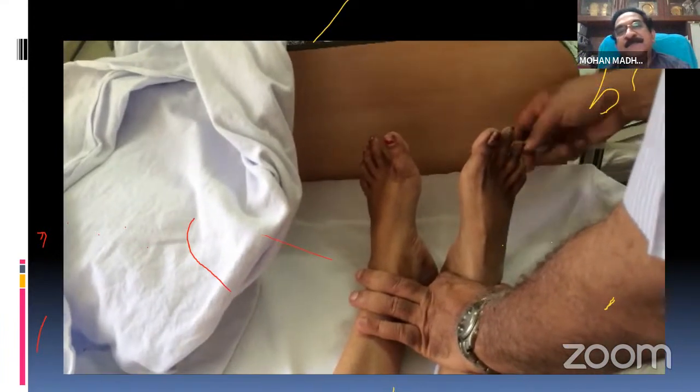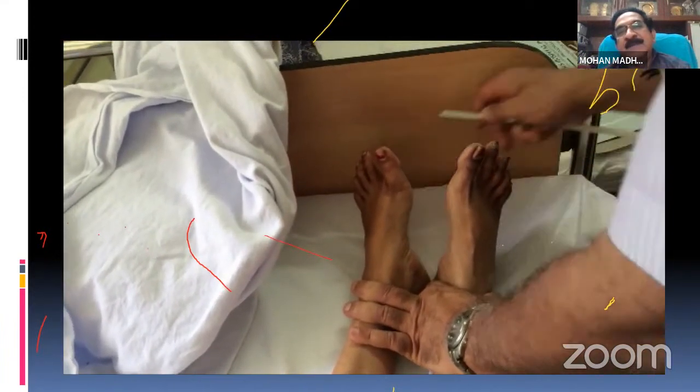There is a big problem. And there is a mute plantar.